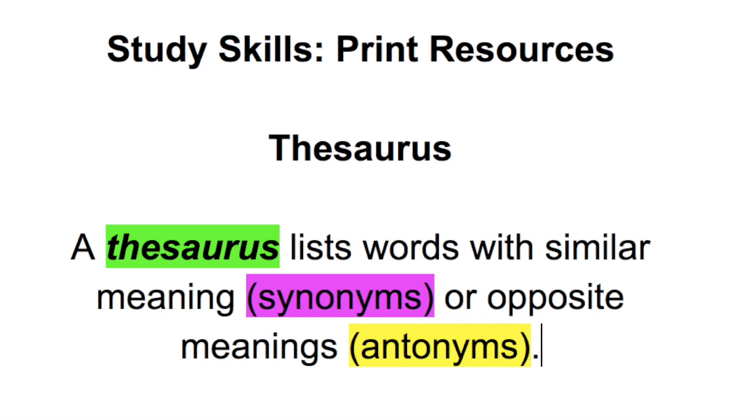So let's look at the first print resource, thesaurus. A thesaurus lists words with similar meanings, which we know are synonyms, or opposite meanings, which we know are antonyms.